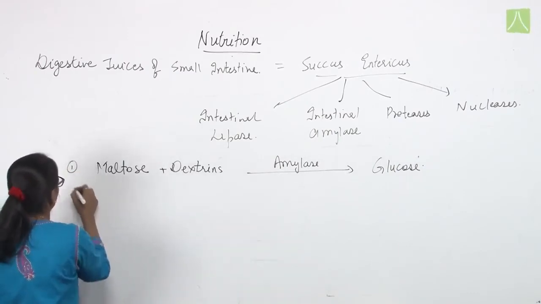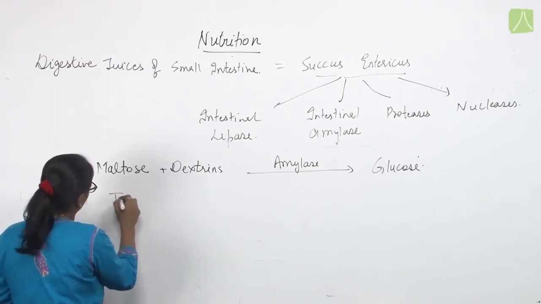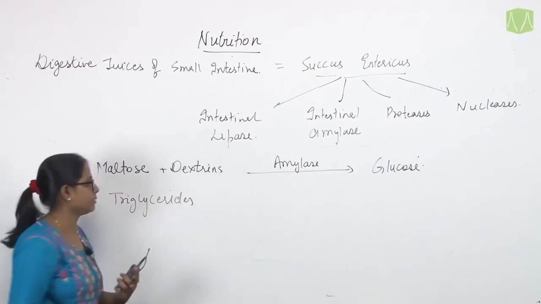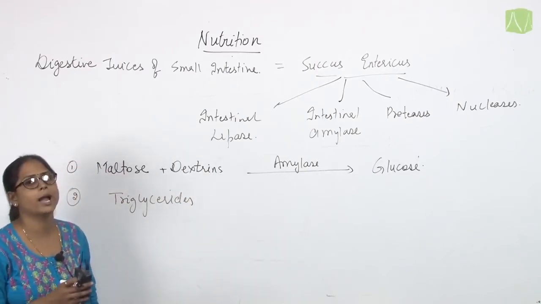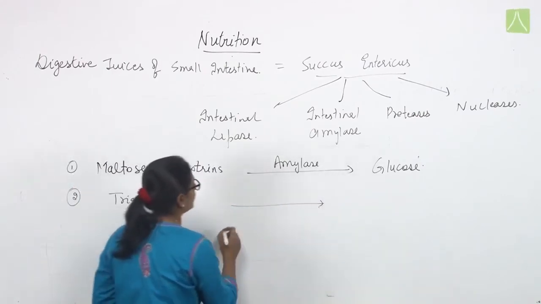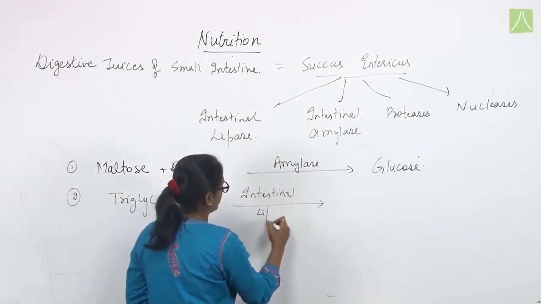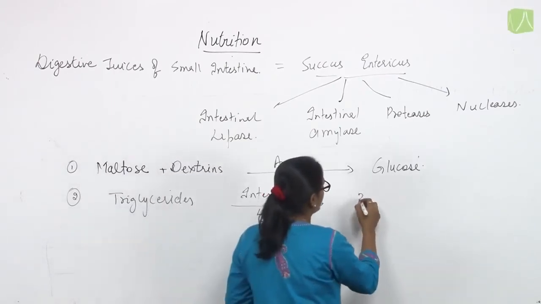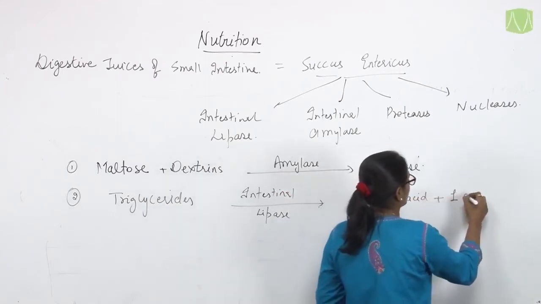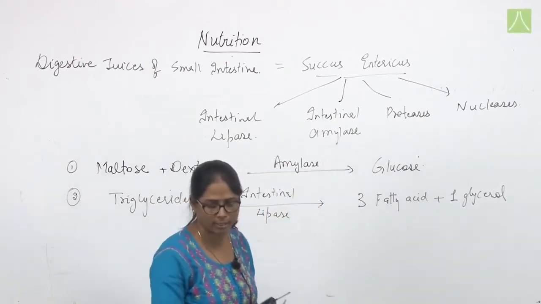Same with the lipase. We already have got the triglyceride after digestion of fats by the action of pancreatic lipase. Now the triglyceride will be digested by intestinal lipase, and we get from here 3 fatty acids and 1 glycerol. So here also the complete digestion of fat has taken place.